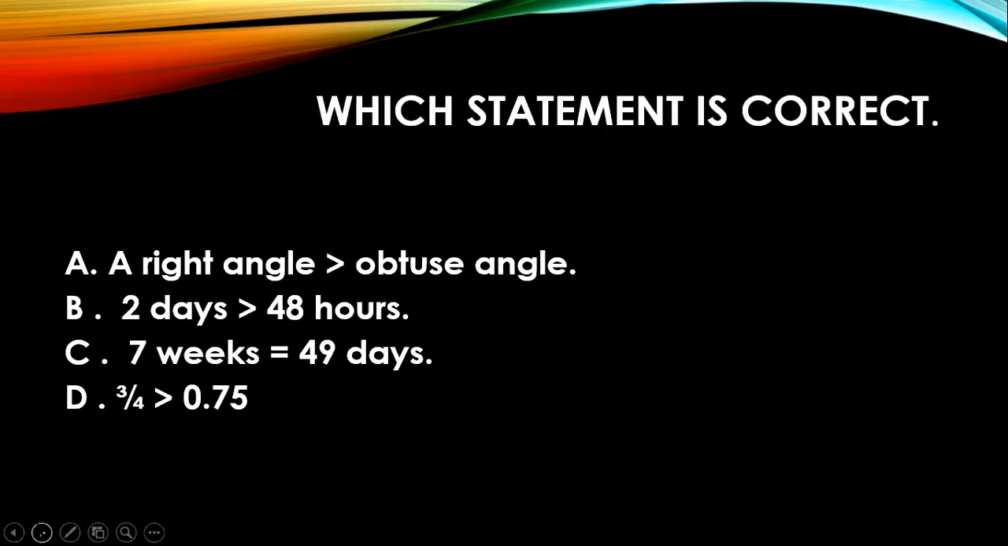Now, the next example that we're also going to tackle as far as inequalities are concerned is: which statement is correct? So we are going to choose which statement is correct according to the statements that are given there. If you look at choice A, someone is telling you that a right angle is greater than an obtuse angle. Is it true or false?